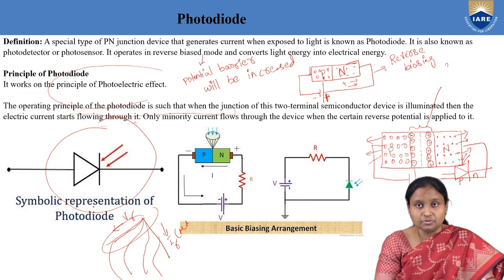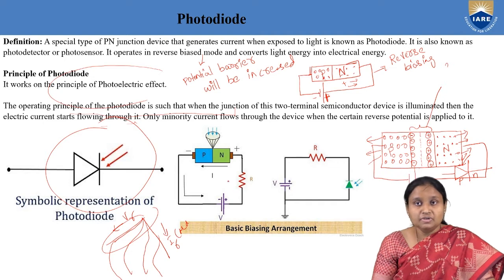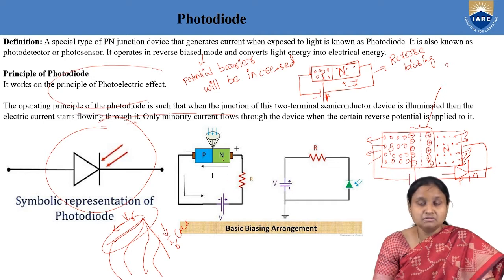And as you can see in this figure, we are trying to show this PN junction in reverse bias. To show the flow of current, we have kept a resistor in this circuit. So this is P-type and this is N-type, and the P-type is connected to the negative terminal of the battery, and the N-type is connected to the positive terminal.